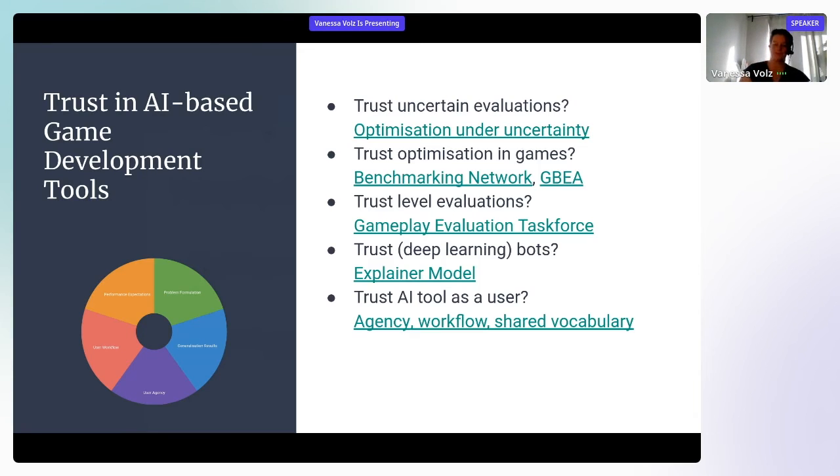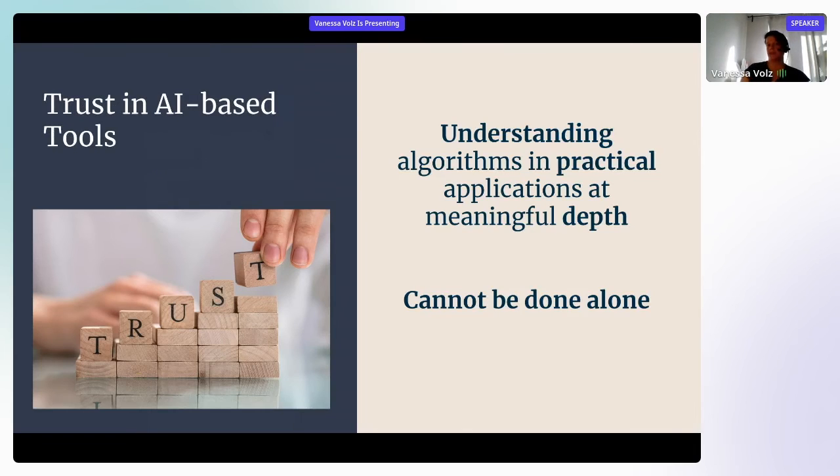answer questions. And this leads me to my two main conclusions that I've been drawing from the last couple of years: that understanding algorithms in practical applications at a meaningful depth, right? The understanding, the communication, the different types of topics, and then figuring out at what depth to explain it is really important. I think this can get us further to trusting these types of tools.